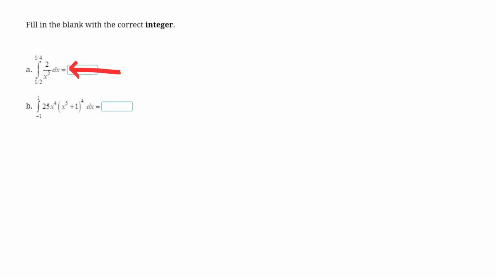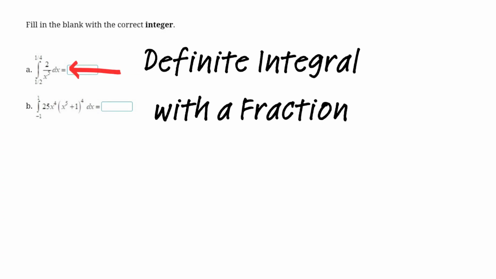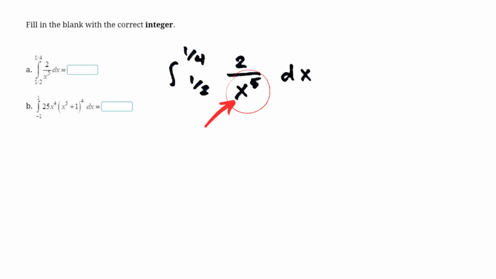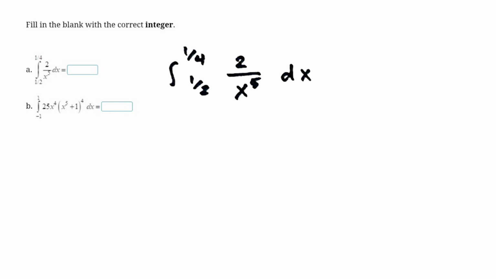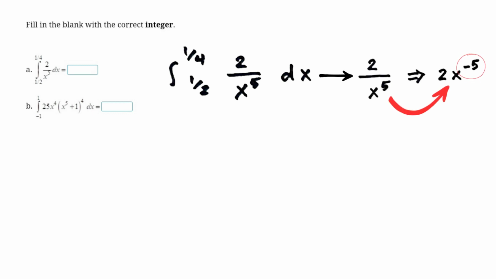For part A, we have a definite integral with a fraction. Don't let the x in the denominator scare you. The trick? Rewrite it. We have the integral from 1 over 2 to 1 over 4 of 2 over x to the fifth power, dx. We move the x to the fifth power to the top. Remember to make your exponent negative when moving it. Now we have 2x to the power negative 5. Isn't it easier to work with that now?